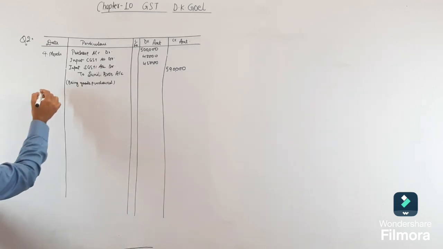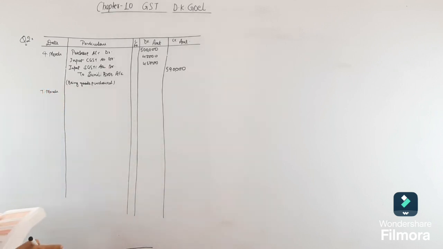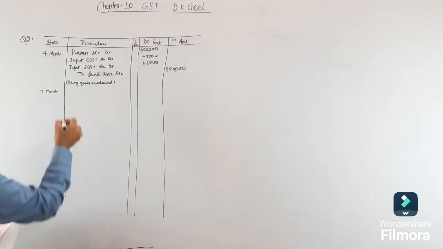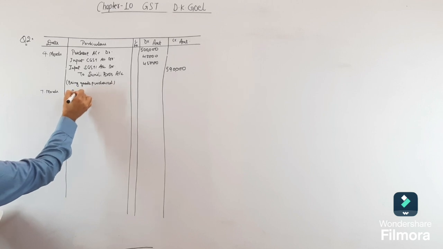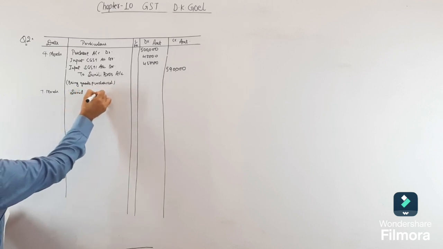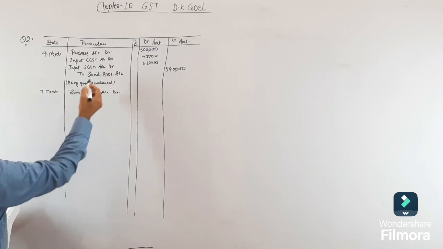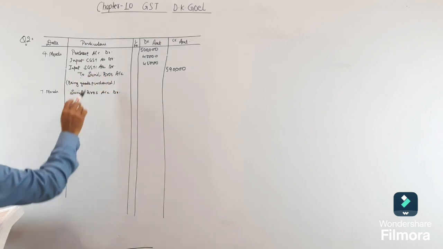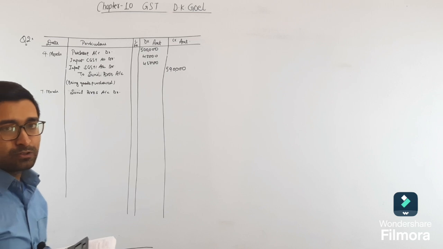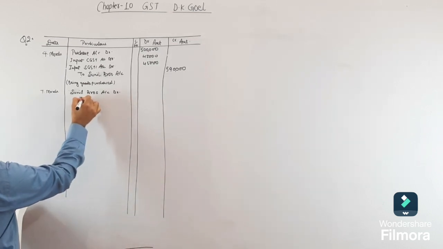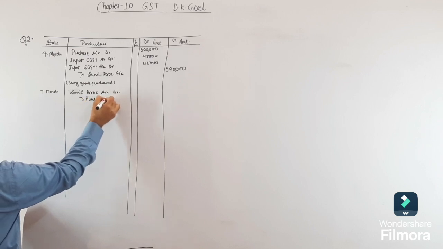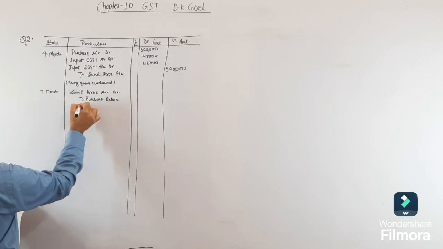Okay. Now second, goods returned to the Sunil Brothers for 20,000. Clear? Now the entry is 7th March. You have returned the goods to the Sunil Brothers. So the entry will be Sunil Brothers account debit. Why? Because my creditor will decrease. My creditor Sunil Brothers will decrease, so we write Sunil Brothers account debit to purchase return.